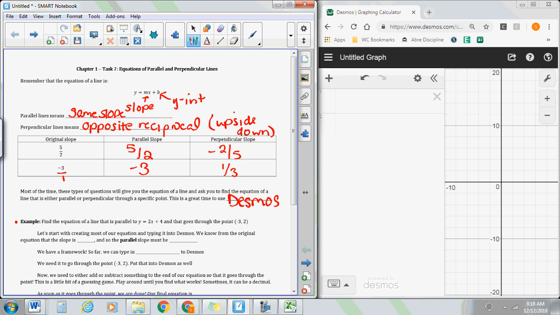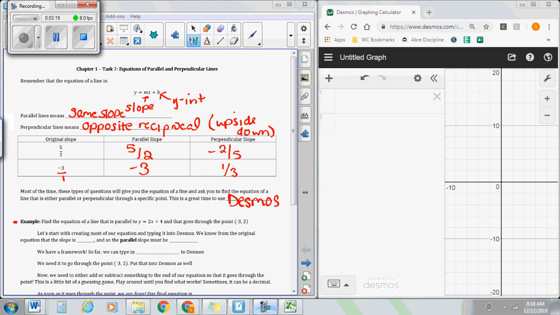So this first example says find the equation of a line that is parallel to y equals 2x plus 4 and that goes through the point (-3, 2). This is a pretty standard AIR question. This is how they're all formatted. So let's start with creating most of our equation and typing it into Desmos.